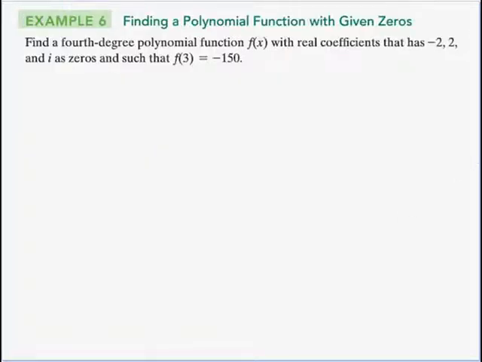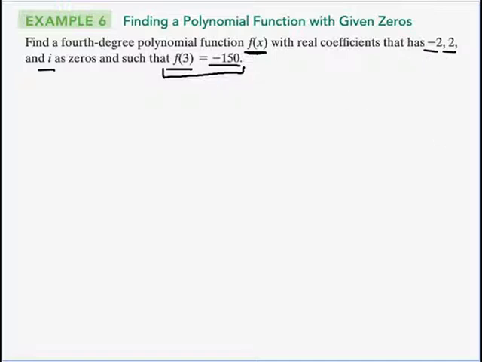So here in example 6, we are going to create a polynomial given set parameters. Find a 4th degree polynomial function, f of x, with real coefficients that has the following zeros: negative 2, 2, and i. And then they also tell us that f of 3 is equal to negative 150. This helps us find our leading constant, or our leading coefficient, of this polynomial. And they've also given us clues to the roots.